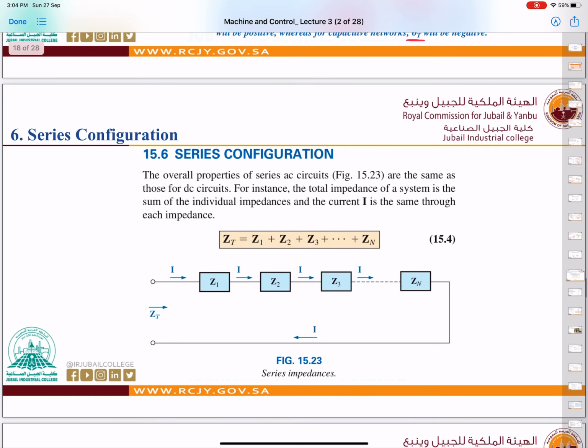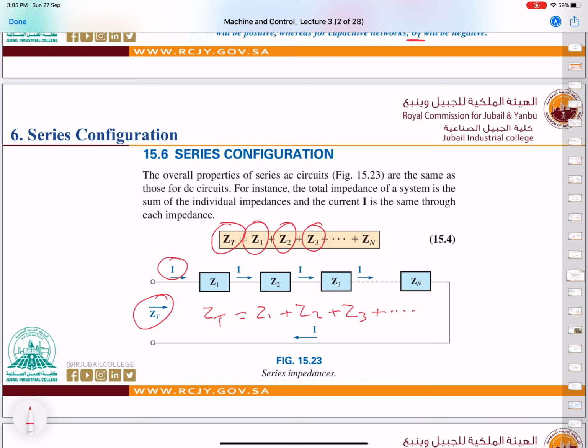Now for the series configuration, the overall properties of series circuits: we know that Z1 plus Z2 plus Z3 is the Z total, because the current is the same. So Z total is equal to Z1 plus Z2 plus Z3 plus etc. This is circuit 1.